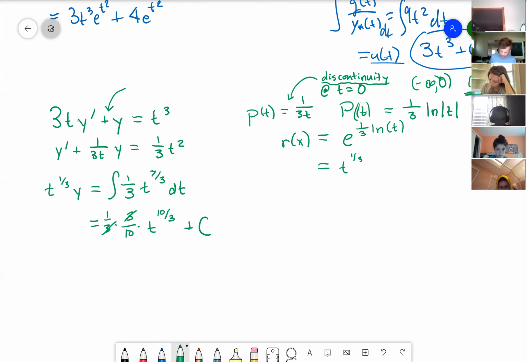Okay. So now I need to divide both sides by t to the 1/3. I get y equals t to the 10/3 minus 1/3, write the 1/10 before I forget. t to the 10/3 divided by t to the 1/3 is t to the 9/3. 9/3 is just 3, so it's t to the 3. And then I'll write C times t to the negative 1/3, otherwise known as the cube root. Okay, that's it.